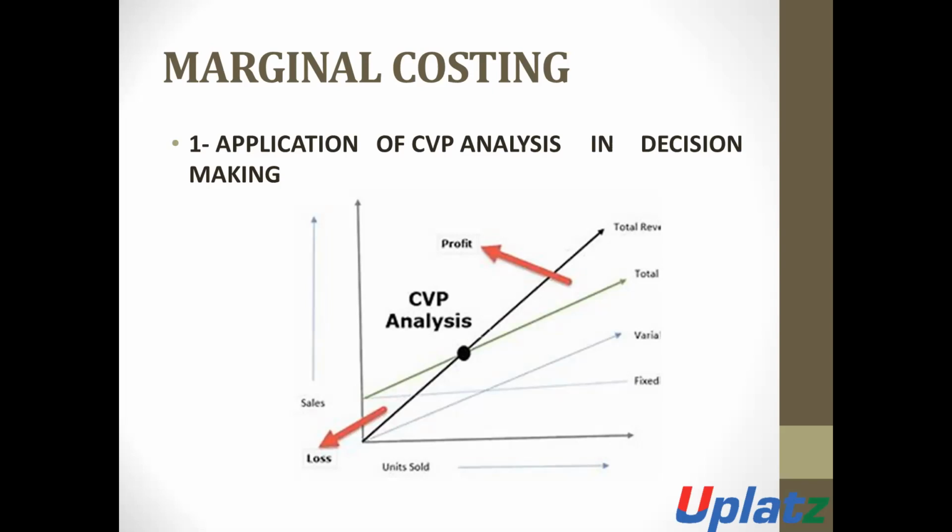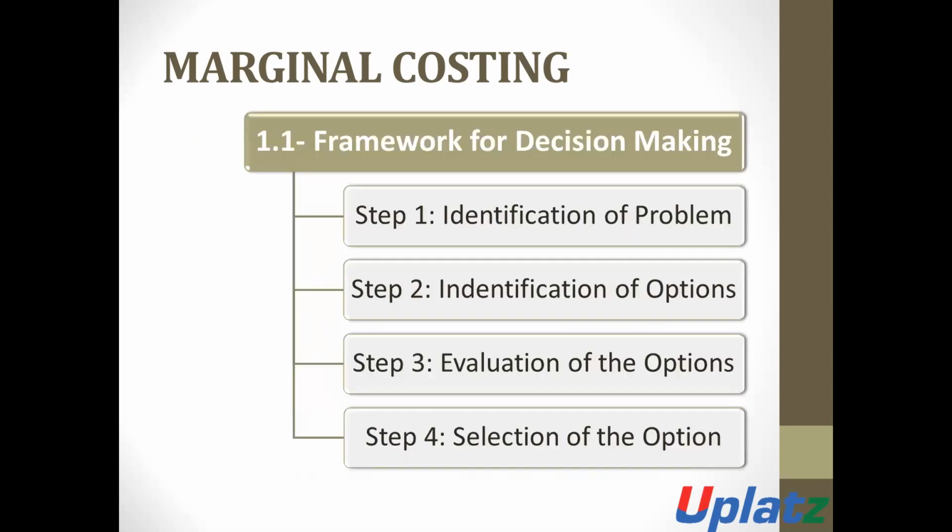How we can use the CVP analysis for the purpose of taking decisions. So, framework for decision making. When an entity wants to use the CVP analysis for the purpose of decision making, then the entity will maintain a framework. There is a framework for decision making which shall include the following steps. Step number 1 is identification of the problem. First, the entity will identify the problem.